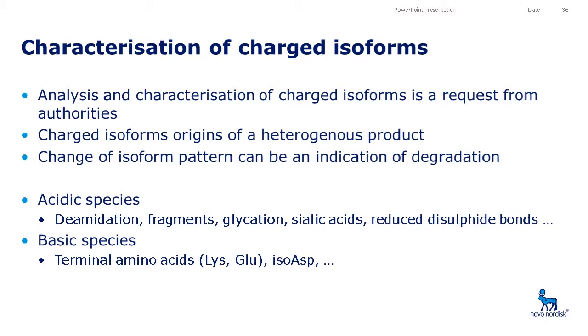And I think Christian already mentioned that acidic species can be generated due to deamidation, fragments, glycation, sialic acids, reduced isoaspartate bonds, etc. And basic species can be due to terminal amino acids like lysine, glycine, isoAsp, and some more things as well.